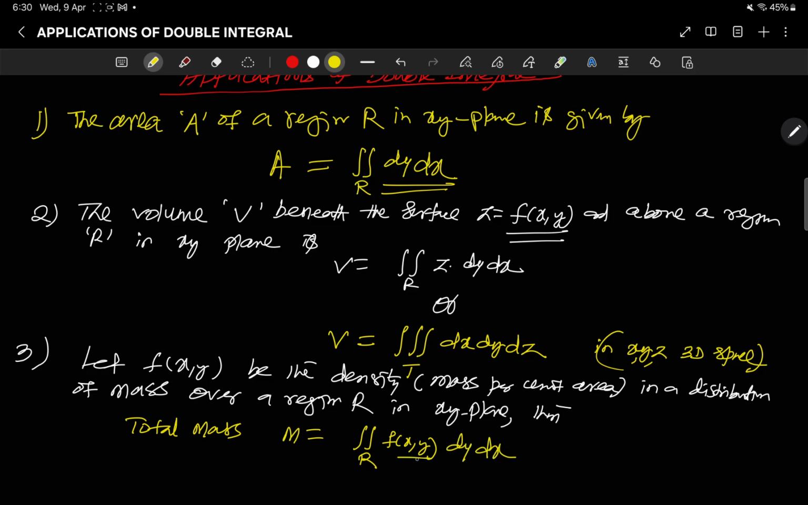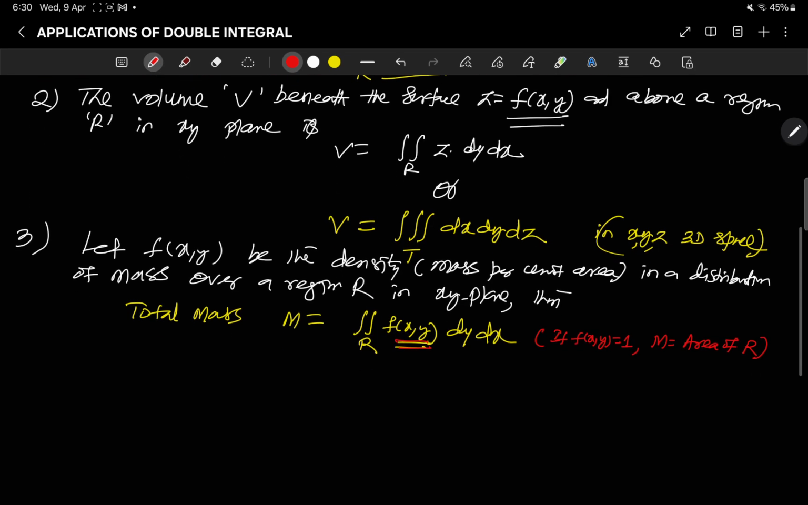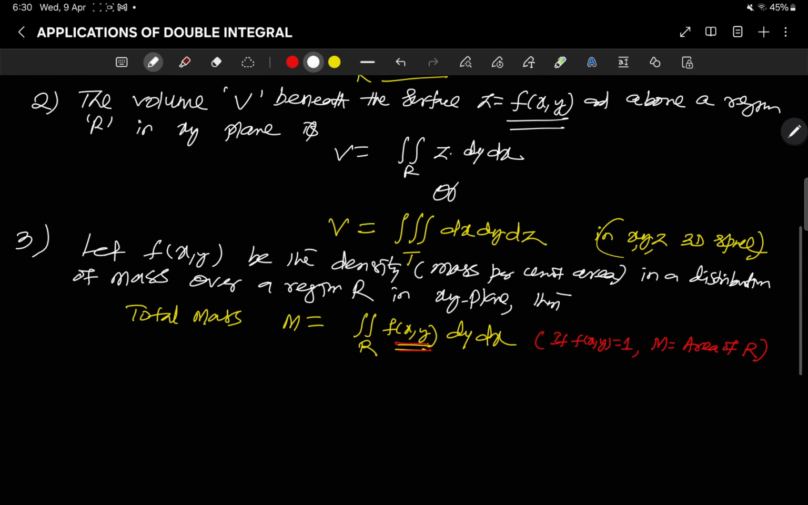If here f(x,y) is 1, uniformly distributed, then your mass is equal to the area of the region R. So if the mass is uniformly distributed over the region R, then it becomes your area.